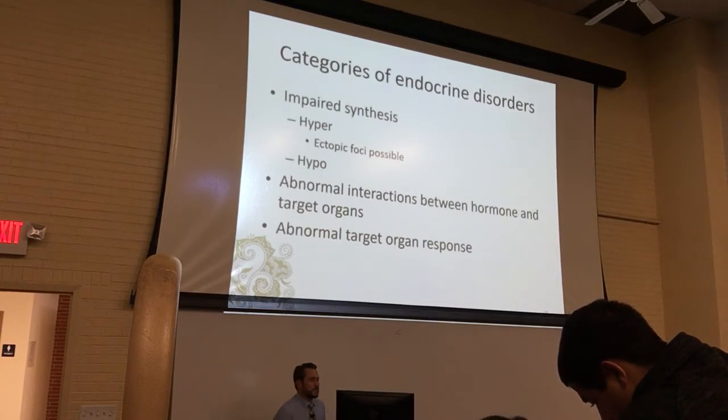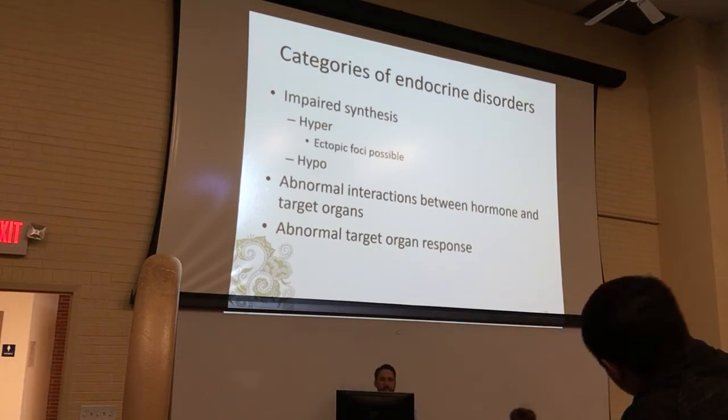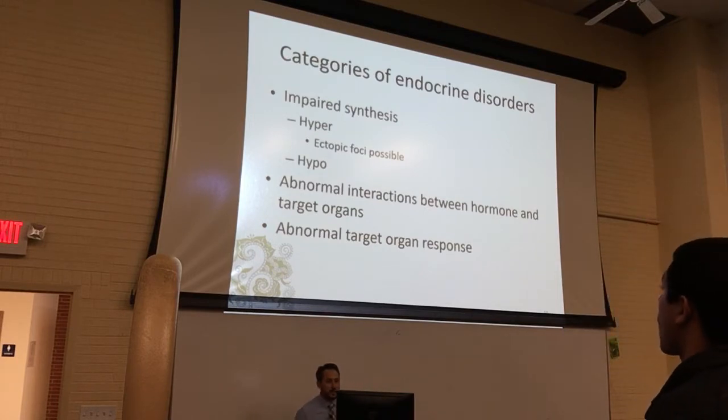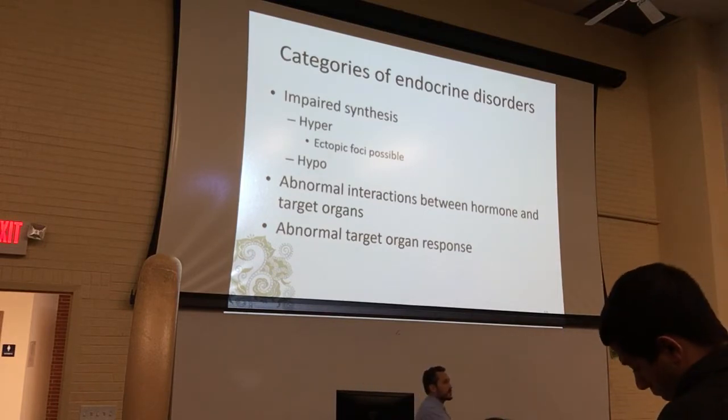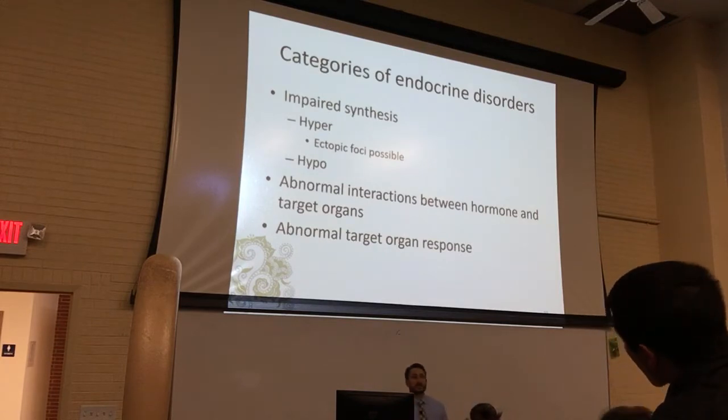So we've got different categories of endocrine disorders. We can impair the production of the hormone, right? Impair the synthesis. Something's wrong with how it's made. It's either made too much or it's made too little.